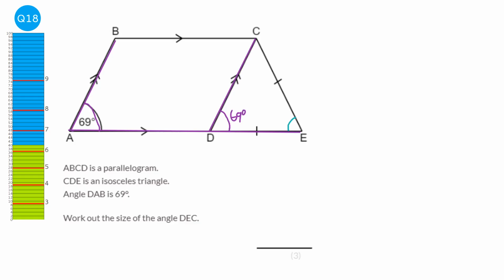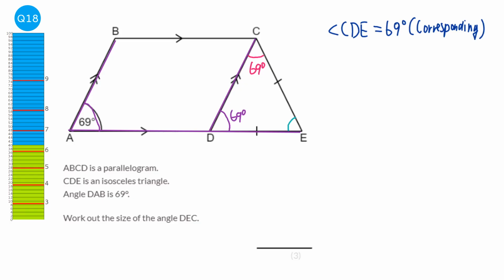So I need to write that down properly. So angle CDE equals 69 degrees because of corresponding angles. Okay. So if I know that the CDE is 69, I also will know that this angle here is 69, because they're the bottom two angles in a triangle.